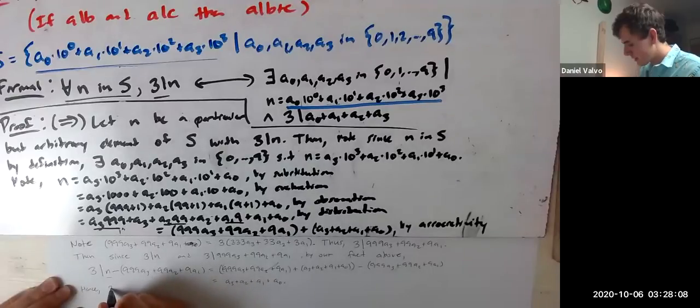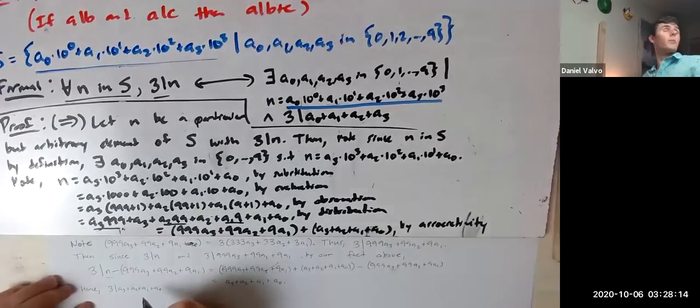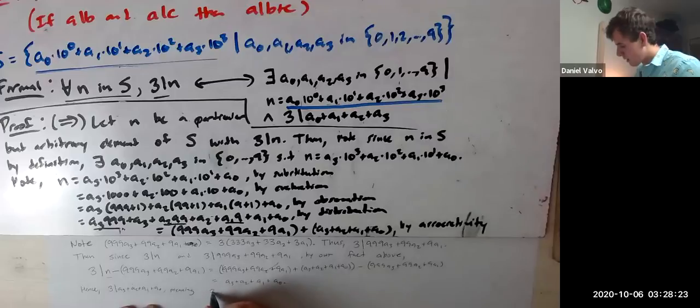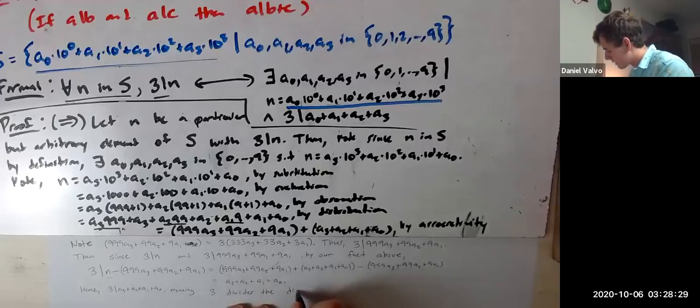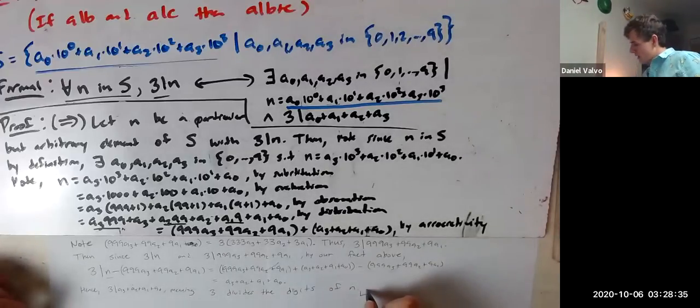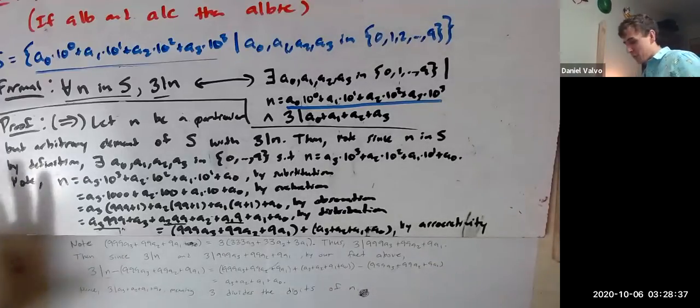Hence, 3 divides A3 plus A2 plus A1 plus A0, meaning 3 divides the digits of n. Actually, we're not quite done yet. We're done with the first part.